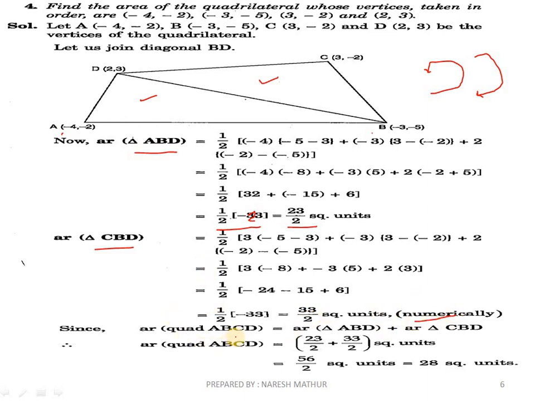So for the quadrilateral ABCD, we just need to add both the areas and we can get the final answer as the area of the quadrilateral. I hope you are getting this thing. This is a very clear and simple concept.